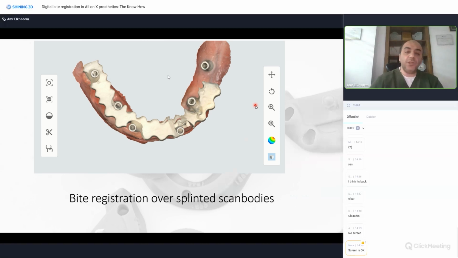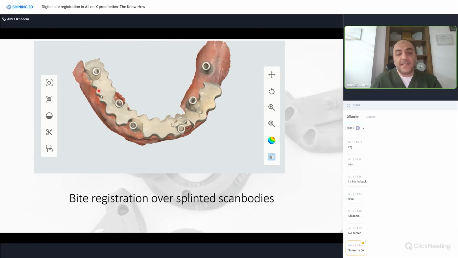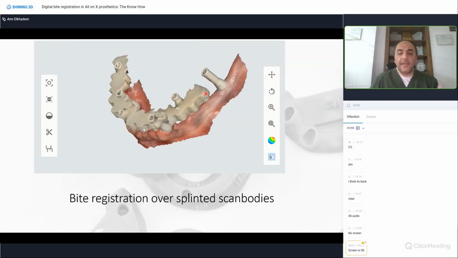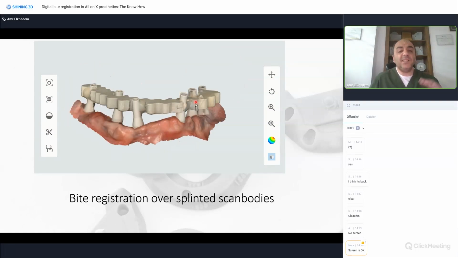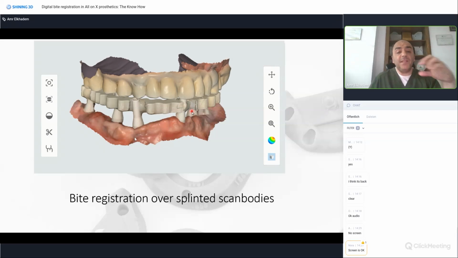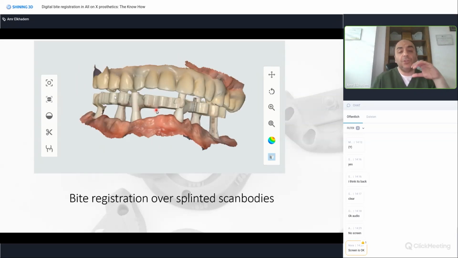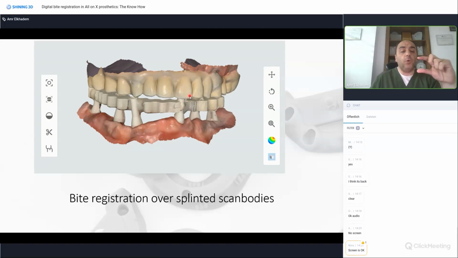For instance, this patient, we had a scan like this. This is a splinted scan. This is the scan body. We join them to make the scan a little bit easier. And then we ask the patient to bite. In the cases when the scan bodies are not long, they are not interfering with the vertical dimension, we can just ask the patient to bite over them.